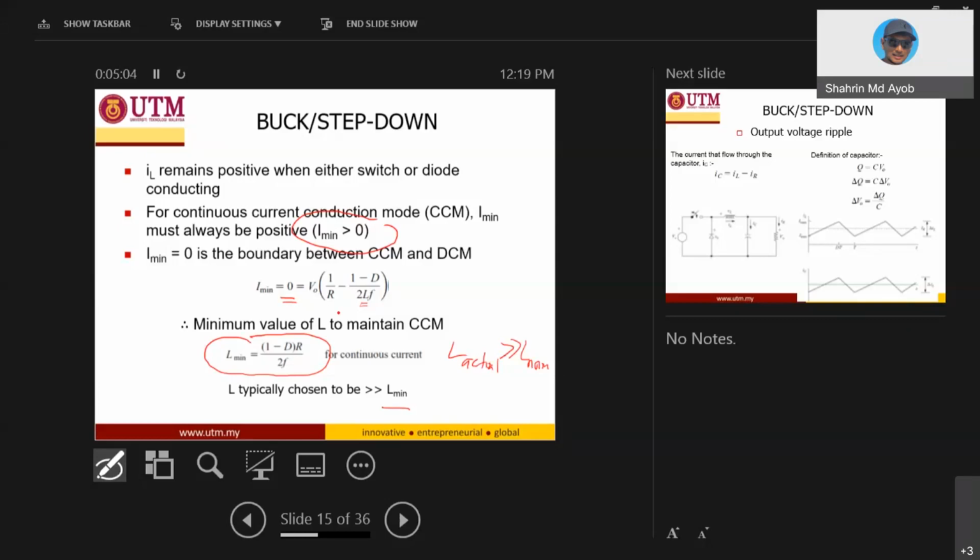How do you get L minimum? You set I min equal to zero. Then from there you can compute this inductor, which will give you L minimum. After you get the L minimum, you can choose your L, usually larger than L minimum.